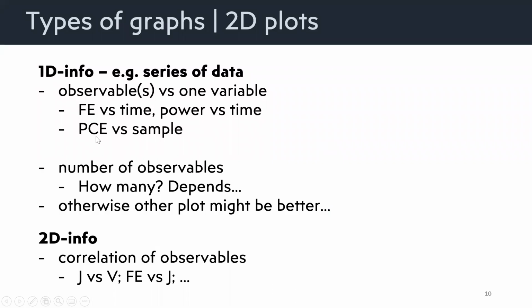It could be also an observable versus a label. So it doesn't have to be all in the same domain. It can be something quantitative versus something qualitative. So for example, power conversion efficiency versus sample. How many observables will you show in a plot? That of course depends, but if you imagine you have a 2D plot with different lines, how many lines do you think are the maximum that you would see acceptable of plotting there?